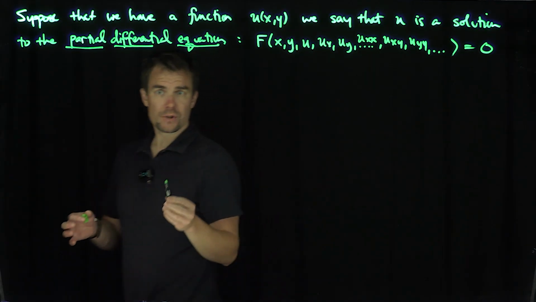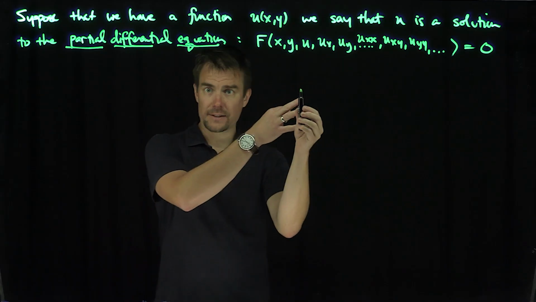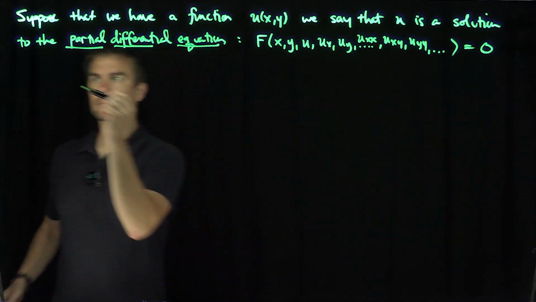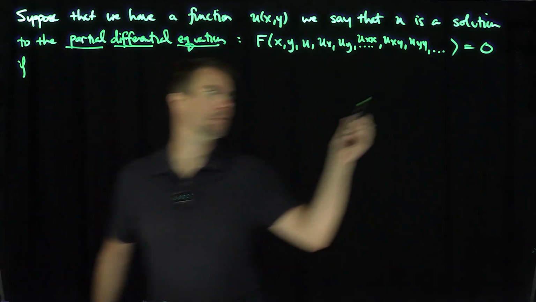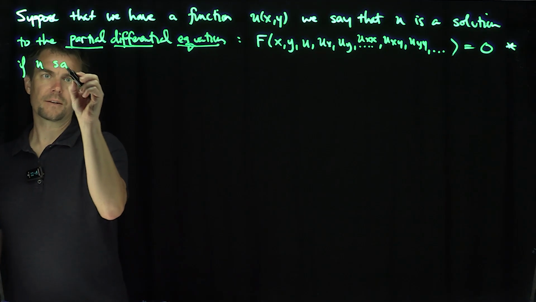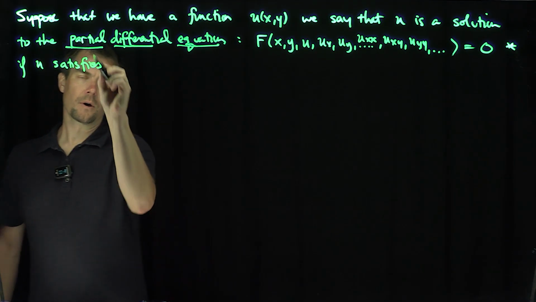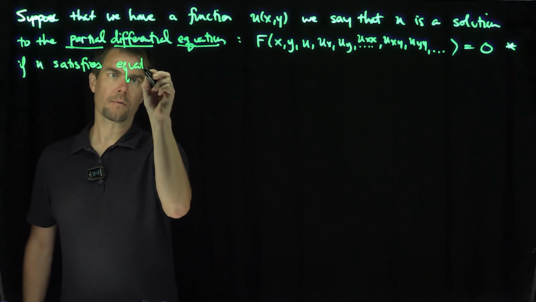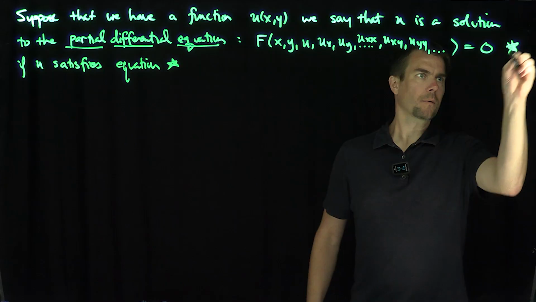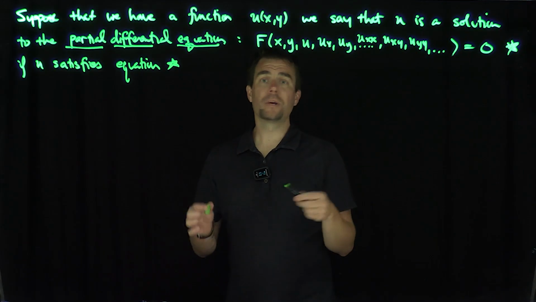We'll say that u is a solution to this if, when you plug in for all x and y, when you plug in u and all these derivatives into this function, you get 0, right? If u satisfies equation star. Okay, excellent, equation star. Now that's simply what a PDE is.